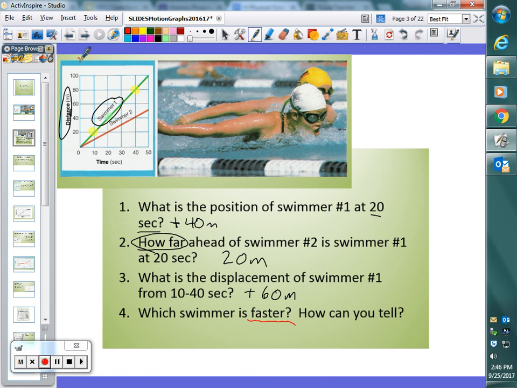If it's velocity, it's actually, no. If it's velocity, what does it need? Positive. It needs a direction, right? So swimmer number 1, her velocity is positive 2 meters per second.